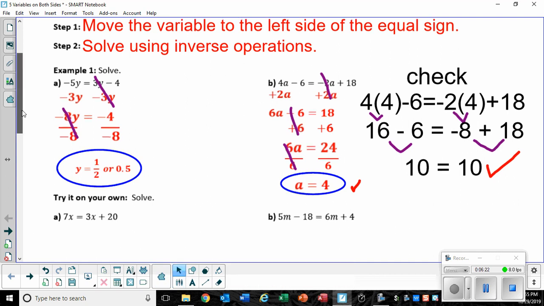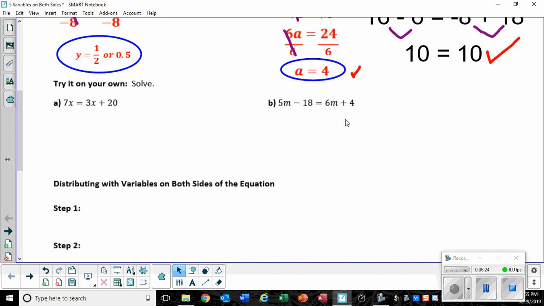Okay? So now you guys are going to try these two on your own. Go ahead and try those 2 steps. Just move the variable term to the other side and solve it. And I would suggest doing a check to see if you're right. Okay, go ahead and give it a check.